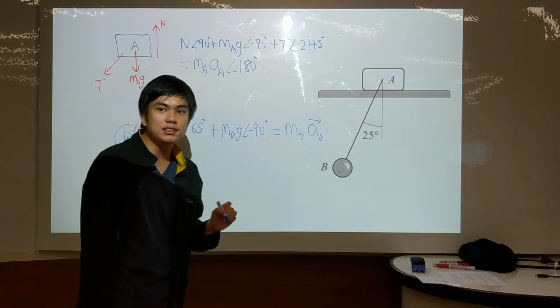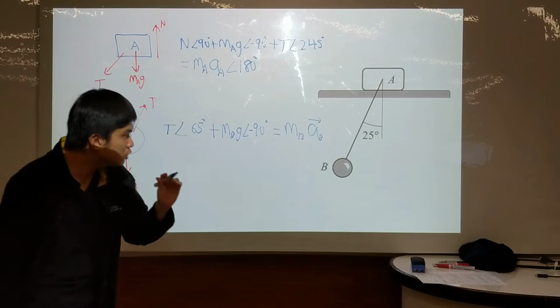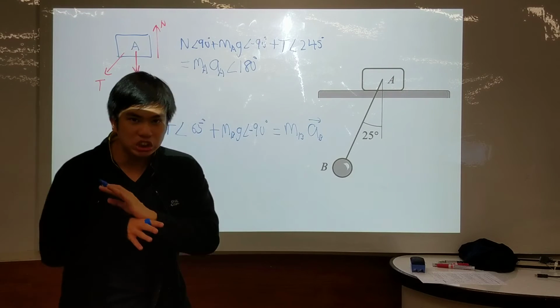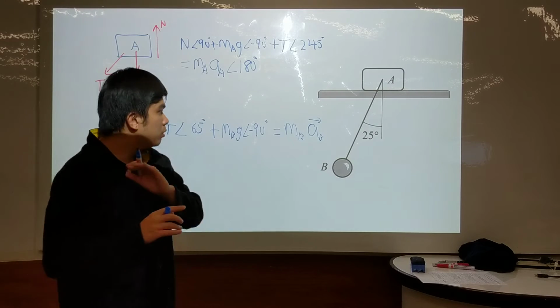Well, acceleration of B is an unknown. We don't know what the acceleration of B is. You cannot possibly define the position or whatsoever. This is impossible. So how do I know this?